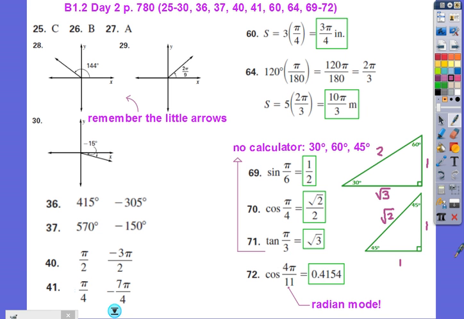Number 72, you had to use a calculator because pi divided by 11 isn't anything nice. Make sure you were in radian mode, hitting your mode button, getting in radian mode for that.